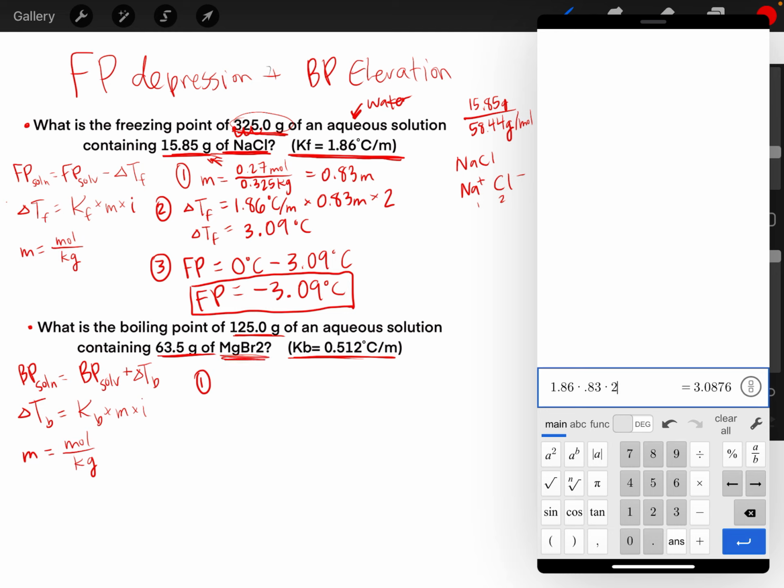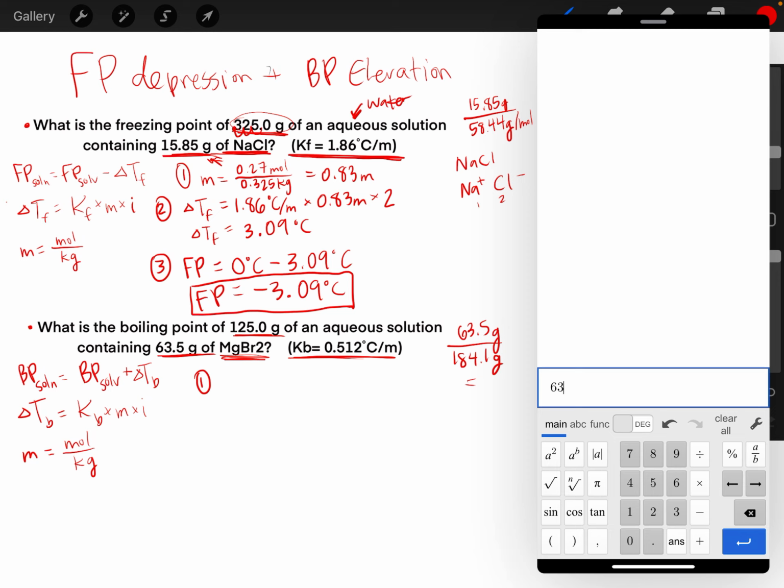So in this case, we need to find moles of our MgBr2 because that's our solute. So I'm going to go ahead and say 63.5 grams. And I need to take a second to look at my periodic table because I forgot to write down what the molar mass of MgBr2 is. So just give me a second. Google's telling me it's 184, so if it's not, I'm sorry.